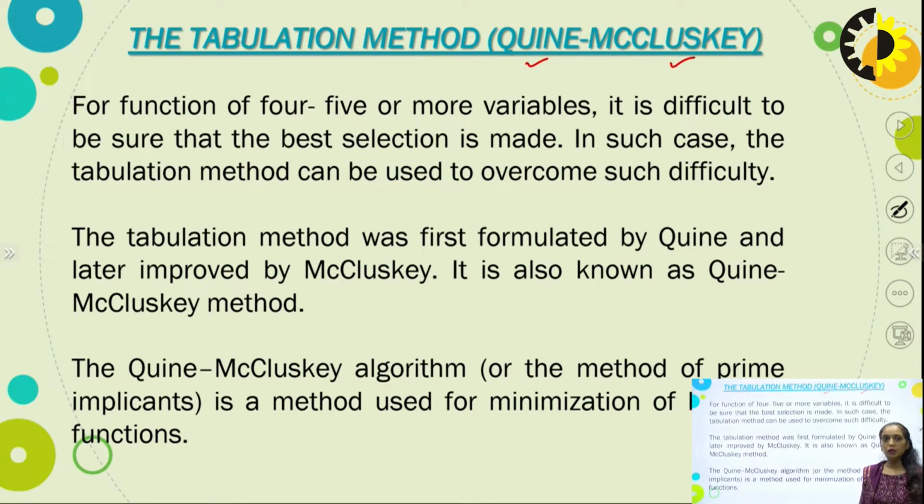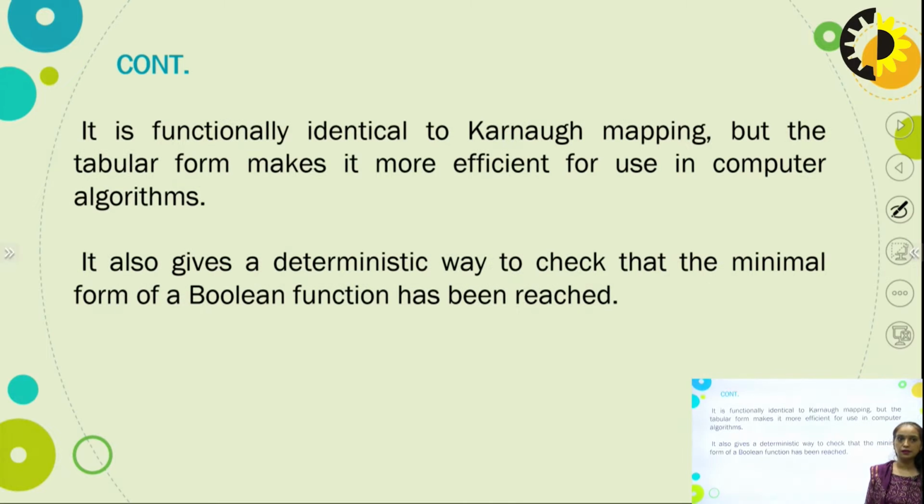For a function of 4, 5 or more variables, it is difficult to be sure that the best selection is made. In such cases, the tabular method can be used to overcome such difficulties. The tabular method was first formulated by Quine and further improved by McCluskey, which is why it is known as the Quine McCluskey method. This algorithm is a method used for the minimization of Boolean functions, so that we can have the minimum hardware as a circuit.